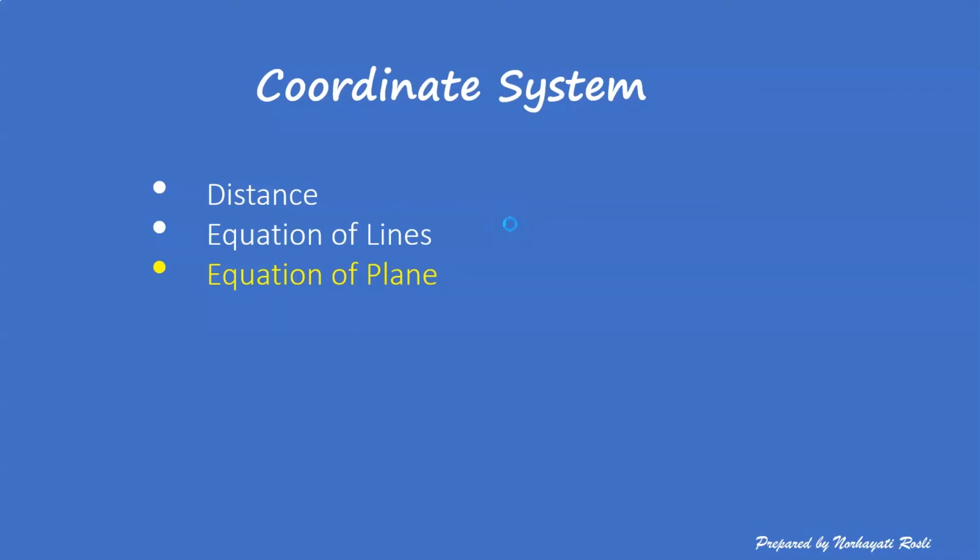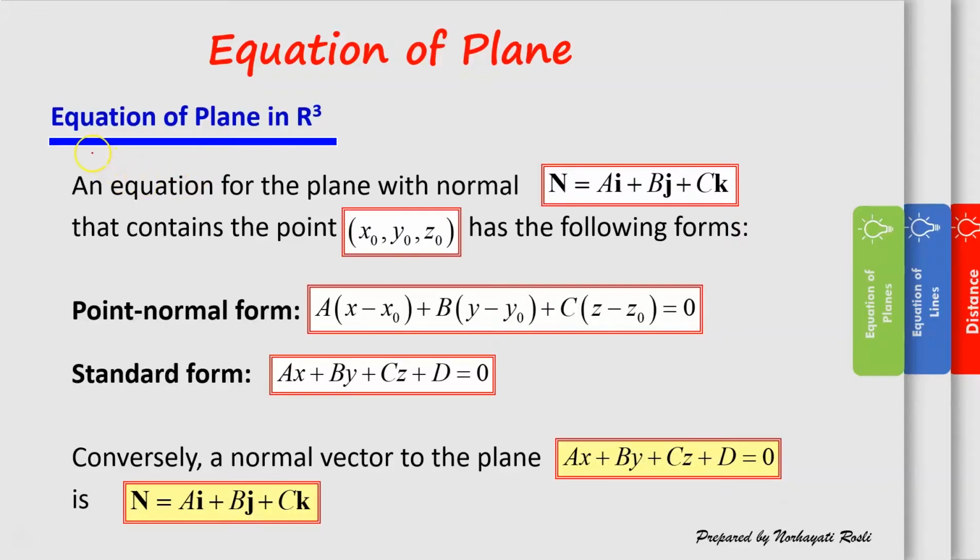So now we are in week 8 part 3 video. We are still under the topic coordinate system, but now we go to the subtopic equation of plane. What you will learn in this topic is equation of plane in R3. First, you need to know about the normal vector. The normal vector here is given by n equal to ai plus bj plus ck.